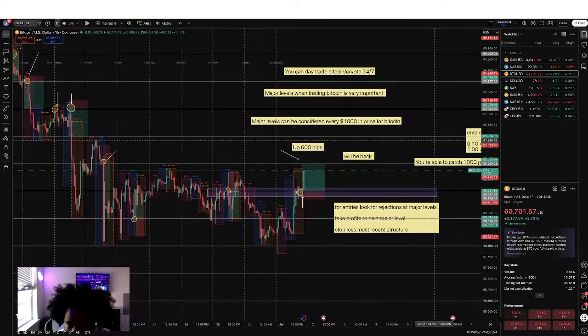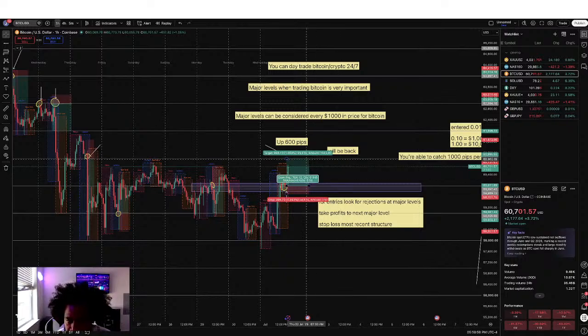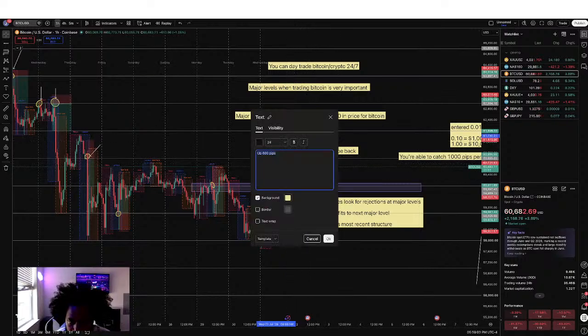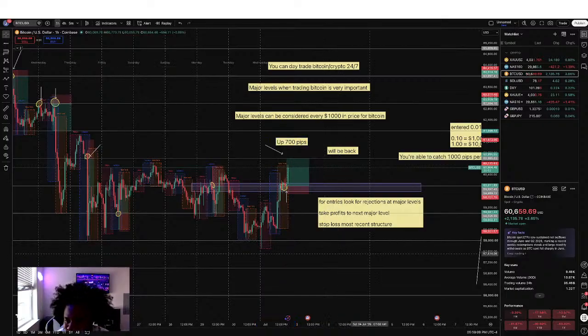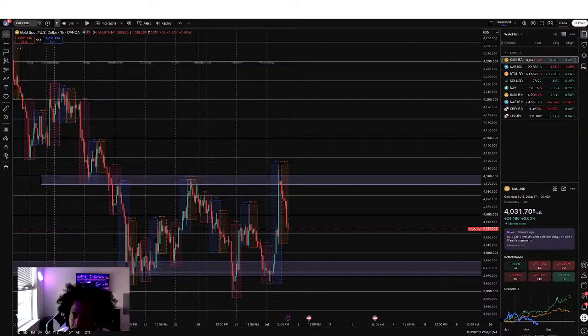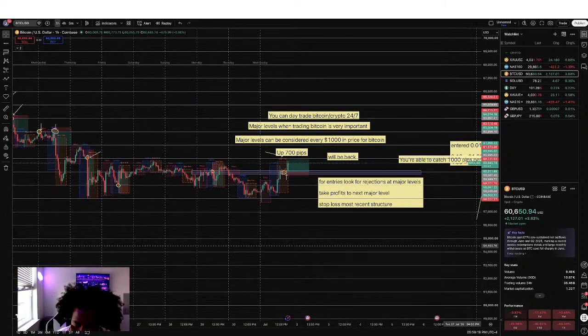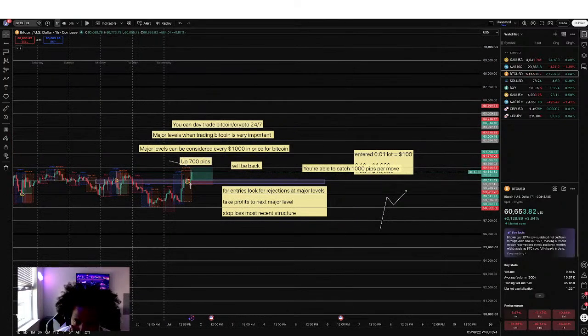So you can see this is up 700 pips. This is up 700 pips. 700 pips. Let's see.